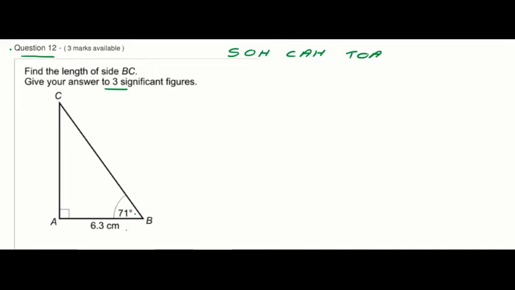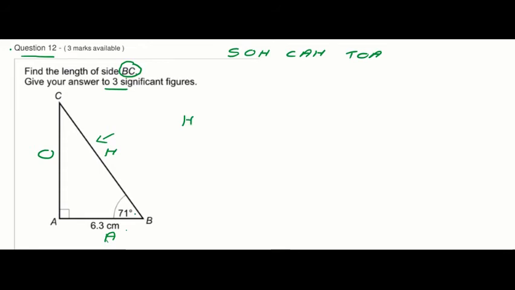So then I'm going to label my sides in this triangle, remembering that they want me to find the length of the side BC. So that's this side. This side is the hypotenuse. AC is the opposite because it's opposite the angle of 71, and AB is the adjacent because that's adjacent to the angle. Now thinking about the question, it wants me to find BC, which is the hypotenuse.